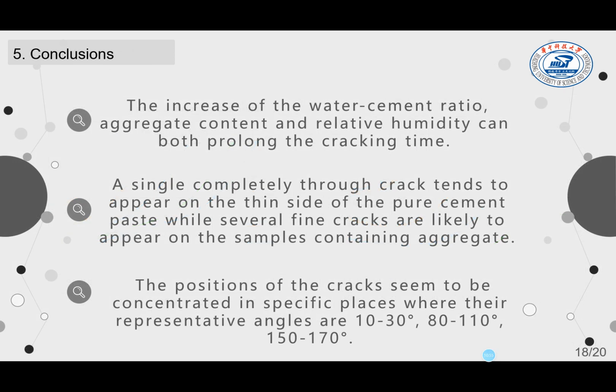From the eccentric ring test, several conclusions can be drawn. One, the increase of the water-cement ratio, aggregate content, and relative humidity can all prolong the cracking time. Two, a single uncompleted through crack tends to appear on the thin side of the pure cement paste, while several fine cracks are likely to appear on the samples containing aggregates. Three, the positions of the cracks seem to be concentrated in specific places, where the angles are 10 to 30 degrees, 80 to 110 degrees, and 150 to 170 degrees.